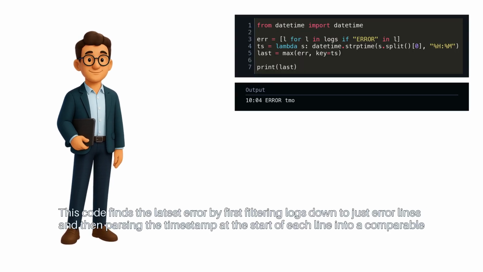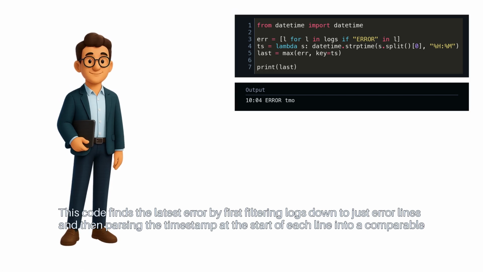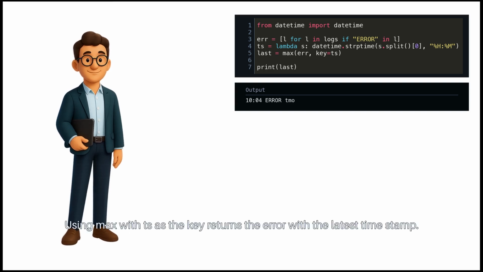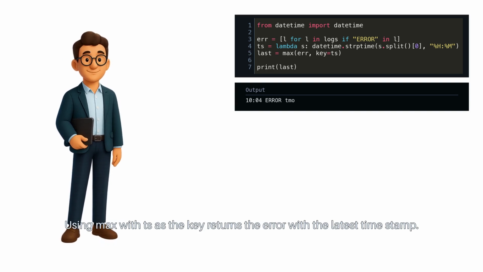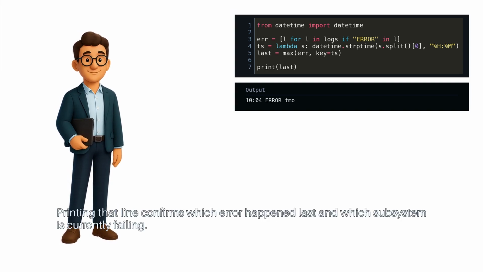This code finds the latest error by first filtering logs down to just error lines and then parsing the timestamp at the start of each line into a comparable time object. The helper called TS parses those timestamps into time values. Using max with TS as the key returns the error with the latest timestamp. That line is the most relevant for active incidents and gives you a clear place to start digging deeper. Printing that line confirms which error happened last and which subsystem is currently failing.